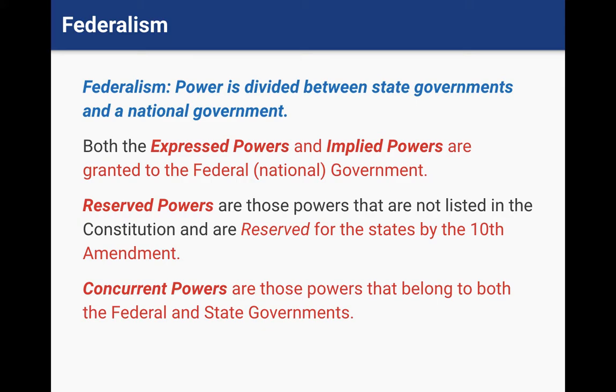And then lastly, we have concurrent powers. These are powers that belong to both the federal and the state governments. A lot of these are going to just be things that almost every government's going to need to be able to do, like power to tax and such.